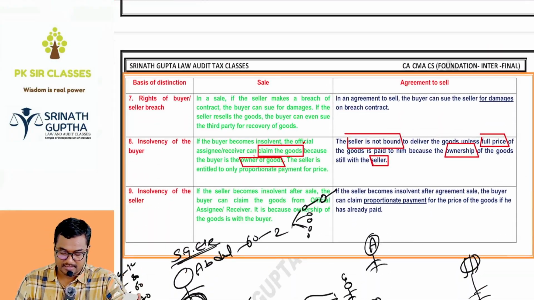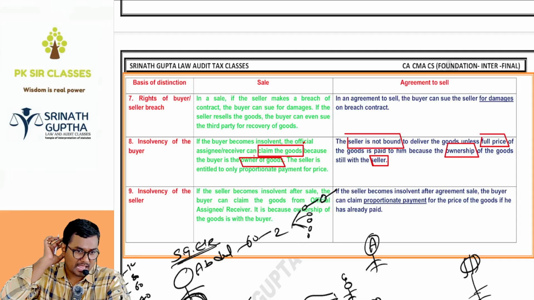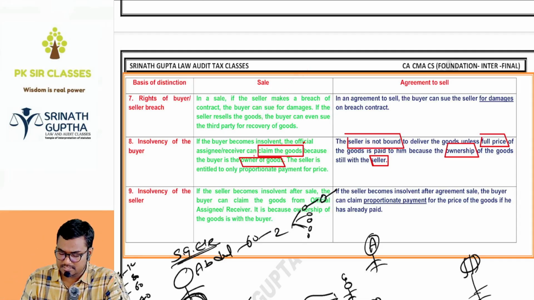Next, seller's breach. If seller is unable to do delivery of the goods after transferring the ownership, can I file a case for taking the delivery? Yes, because I have the ownership, I have a right to enjoy the possession. But in case of agreement to sell, if seller makes the breach and is unable to deliver the goods, we can't file a case for the goods. We can file a case only for damages.